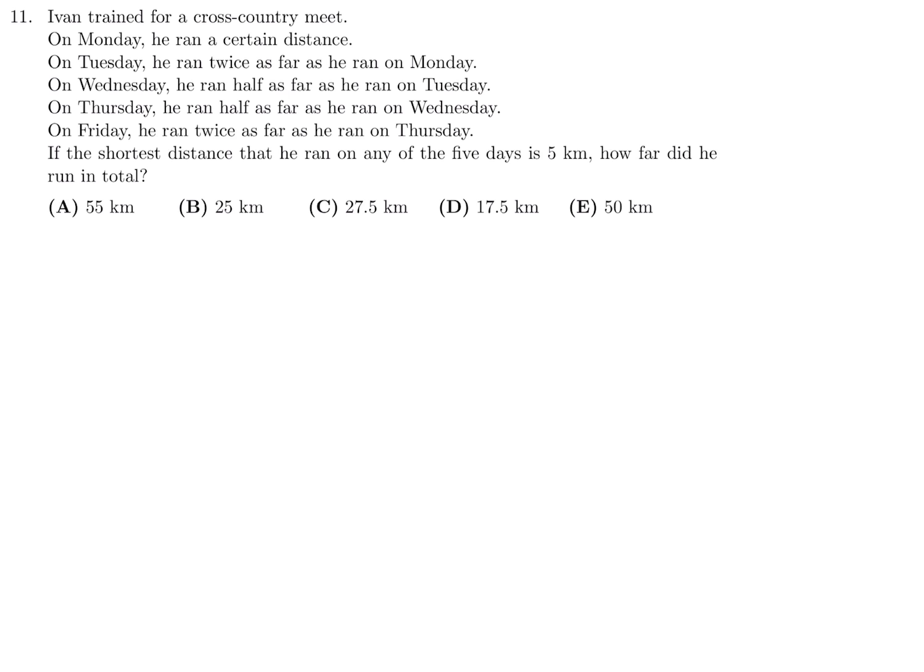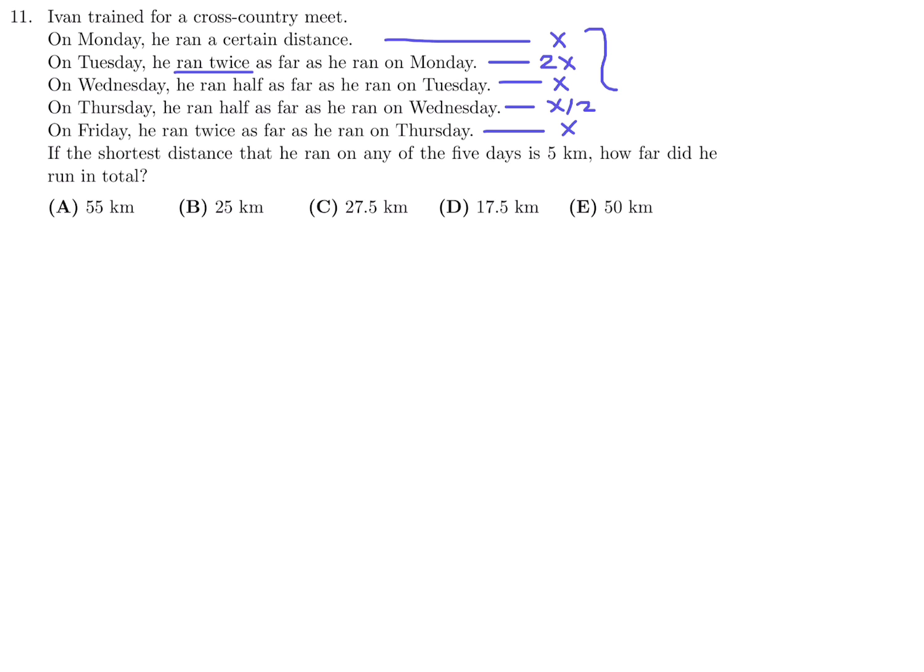So let's start off with Monday, and let's call that x. Then on Tuesday, it would be 2x, since he ran twice as far. On Wednesday, he ran half as far as Tuesday, so we're back to x now. On Thursday, he ran half as far as Wednesday, so that's x over 2. And then finally on Friday, he ran twice as far as Thursday, so that is x.